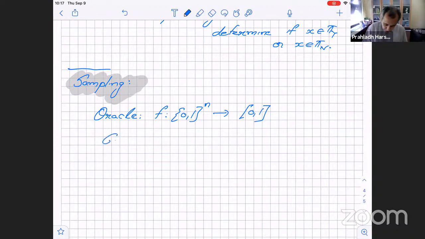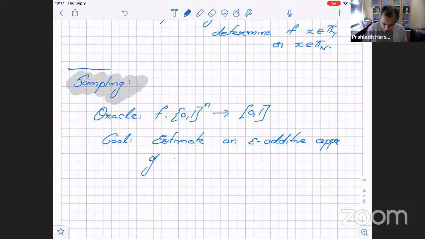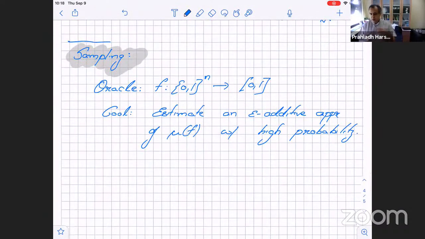And the goal was to estimate an epsilon additive approximation of mu of f with high probability. That was the sampling. And this was the goal of the thing, and sampling was one way to do it.